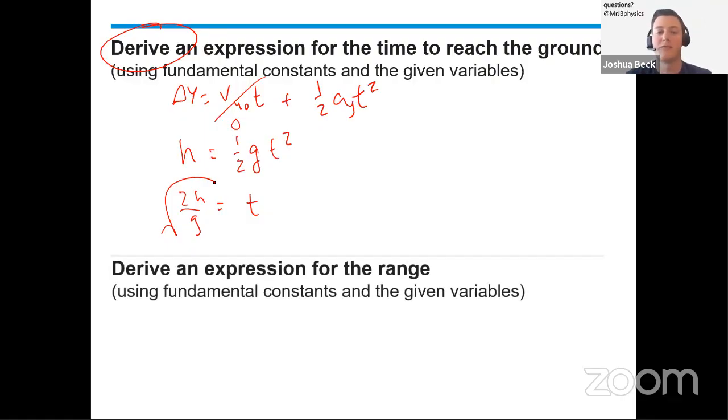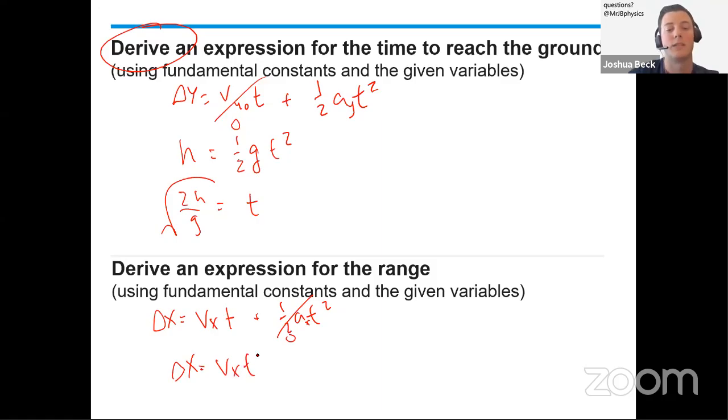Now let's derive an expression for the range. The range is a little bit easier, right? Because the range is just going to be based on our x velocity and our time. Now this is the full equation, but the x acceleration is 0. There isn't one. So my delta x, my range, I can just write vx times t. So am I done? I'm close, but it wants it in terms of the given variables. Okay, well, t was not a given variable. So this is a little bit of an issue still.